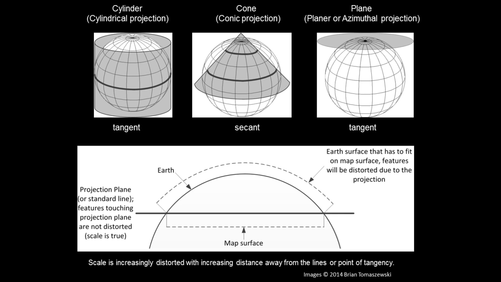Contrast this to the dotted line above the projection plane and map surface. This will show distorted features as the map surface is farther away from the projection plane and points of contact with the globe model.